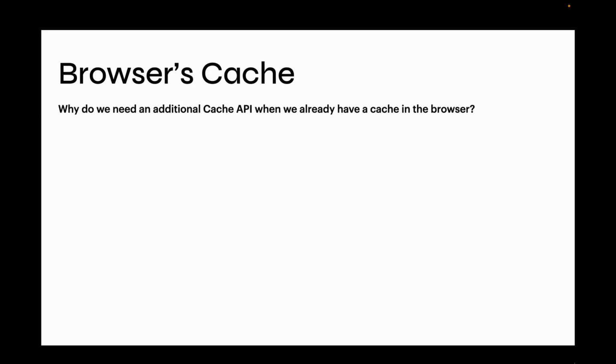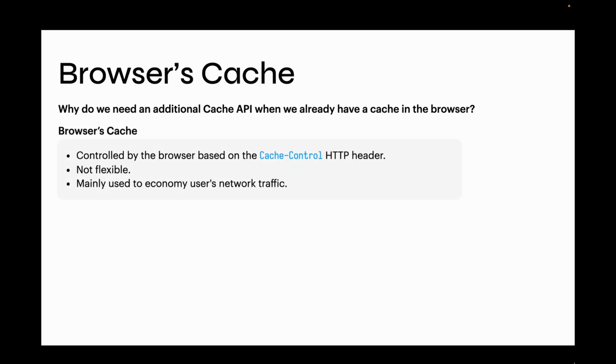It is very important to understand the difference between browser's cache and Cache API. Browser's cache is controlled by the browser based on the cache control HTTP header. It is not very flexible. Manual reading or writing to this cache isn't possible, and it mainly aims to reduce network traffic for the user.